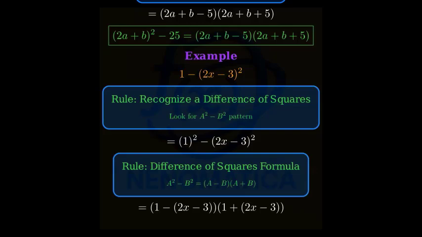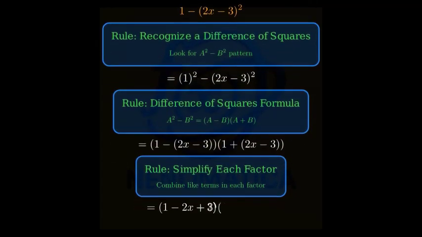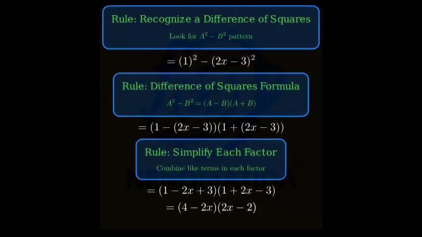Let's simplify each factor. We'll distribute and combine like terms. For the first factor, 1 minus 2x plus 3 simplifies to 4 minus 2x. For the second factor, 1 plus 2x minus 3 simplifies to 2x minus 2. We can factor further by taking out common factors from each term.